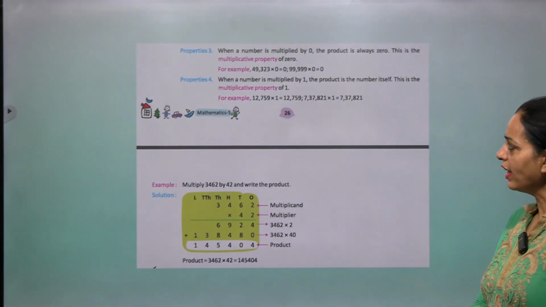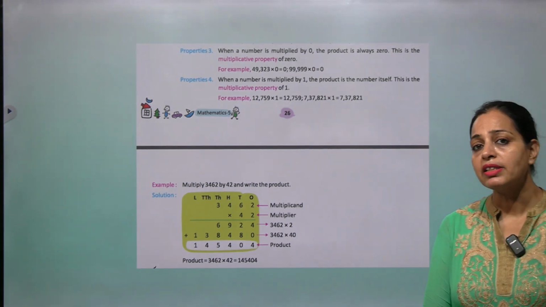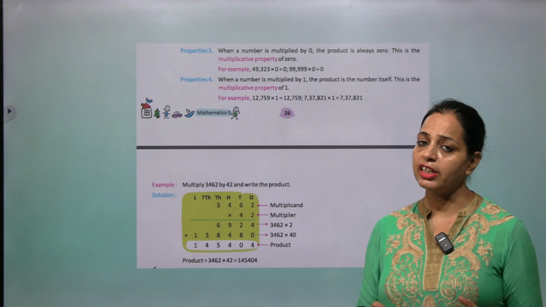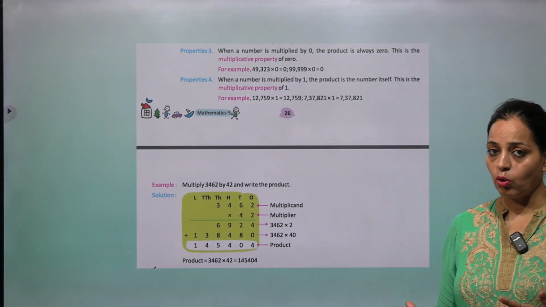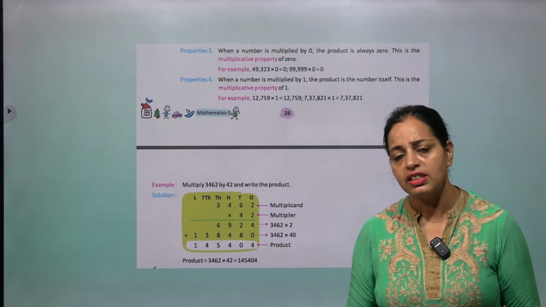Now see next, property 3. When a number is multiplied by 0, you know very well the result is always 0. Like 99 into 0 or 999 into 0. Whatever the number is, the result would be 0.